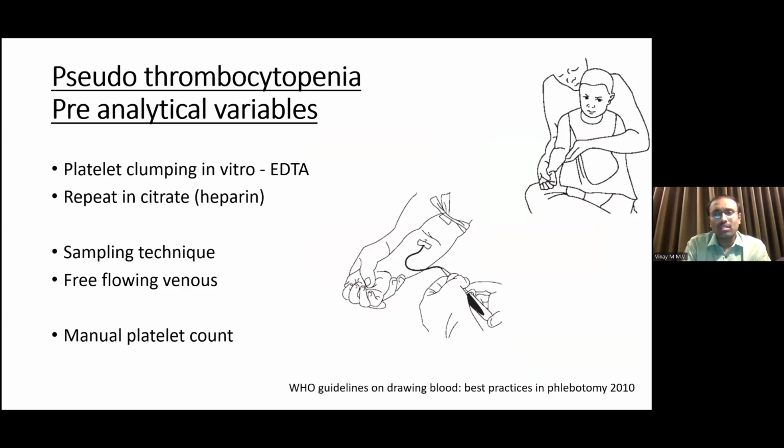So how do we remove the pseudothrombocytopenia pre-analytical variables? If there is clumping because of EDTA, a citrate vial can be used. Sampling technique should be good. A free-flowing blood sample should be taken, and always ask for a manual platelet count.